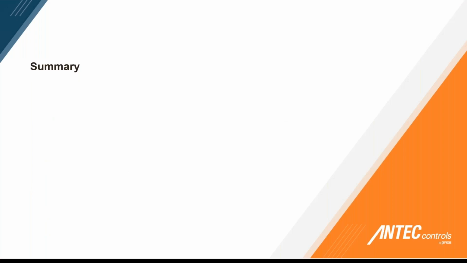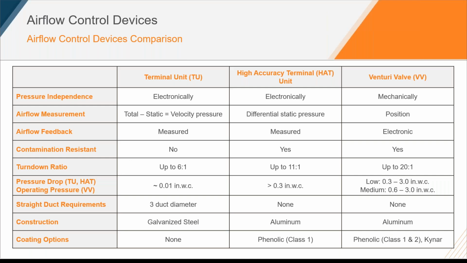So we'll go ahead and summarize everything that we've discussed in this webinar. Here's a high-level summary of the valve technologies we've talked about today. Our terminal unit and our high accuracy terminal unit are going to be pressure independent electronically, so you're going to have to provide a controller and an actuator in order to get that pressure independence. Whereas a venturi valve is mechanically pressure independent, so it's going to mechanically regulate due to changes in that pressure in order to control airflow.